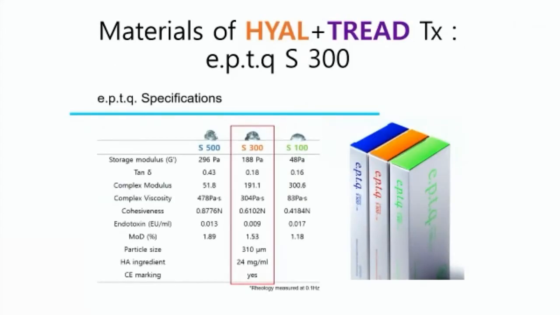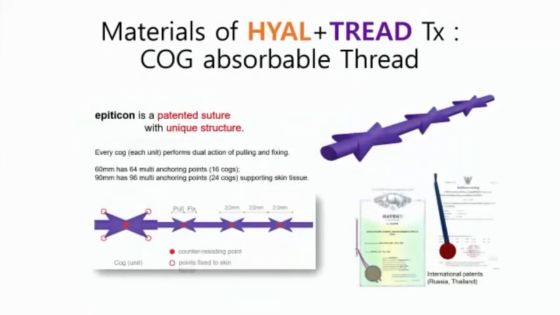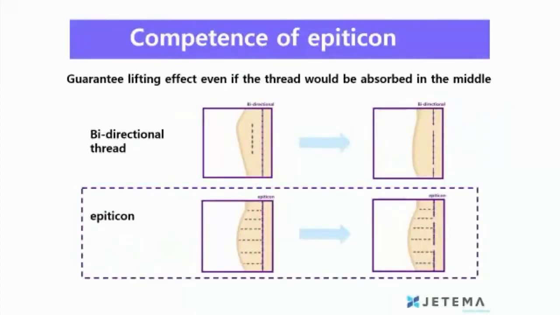I'm using these materials, Epitic S300 and the PDO cog absorbable thread, the Epiticon. So the Epiticon has some advantages. The Epiticon gives a great guarantee of the lifting effect even if the thread is absorbed or cut in the middle of the tissues.